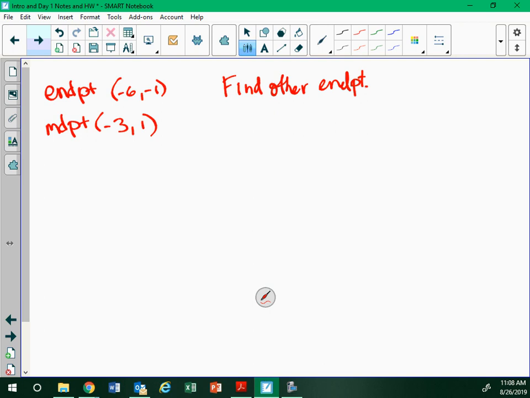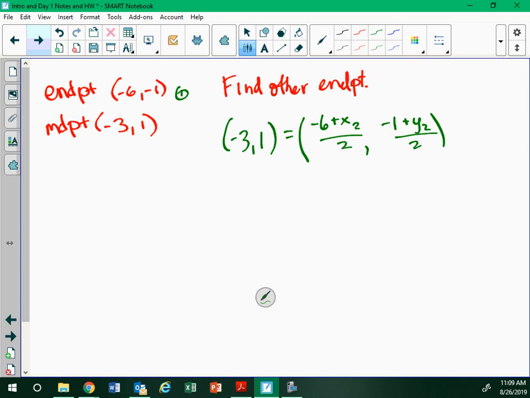So we actually want to use our midpoint formula. But what's different here is that they actually gave us our endpoint. So we have our midpoint, and that equals, well, I don't have both x1 and x2. I only have one of them. So I'm going to put this in for x1. So I have -6. I don't know my other x value. And then I have -1, and I don't know my other y value.